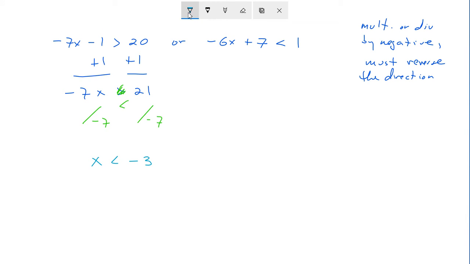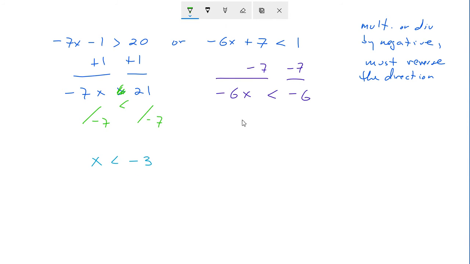Okay, now let's work on the next one. I'm going to subtract 7. Now subtraction is negative, but it doesn't matter. It's multiplication or division by a negative that we have to watch out for, not subtraction. So in this case, I'm going to have negative 6x is less than, let's see, 1 minus 7 is negative 6. And now I'm going to divide both sides by negative 6.